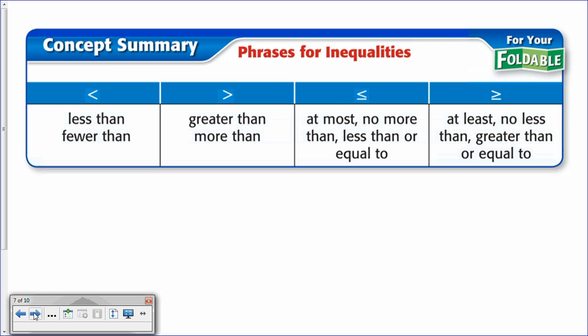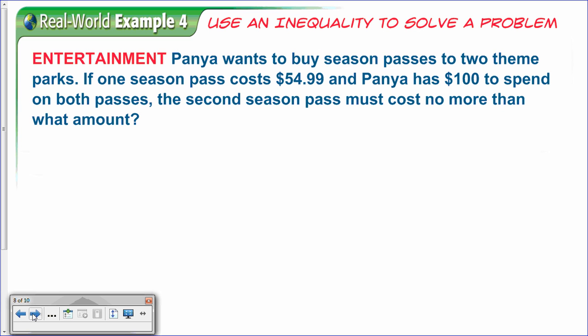If it's pointing to the right, it's greater than, or what else can we say? More than. Less than or equal to, at most, these 2 are the main ones. At most, no more than, less than or equal to. Pointing to the right of the line: at least, no less than, greater than or equal to. You have to be familiar with those. But it's there if you want to go back and refer to it. You'll need to.